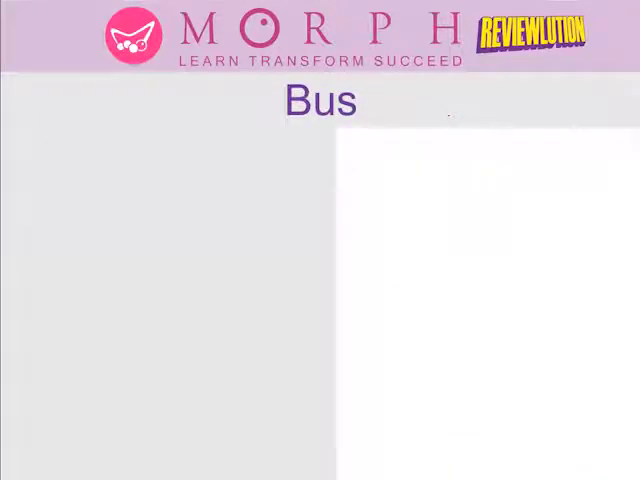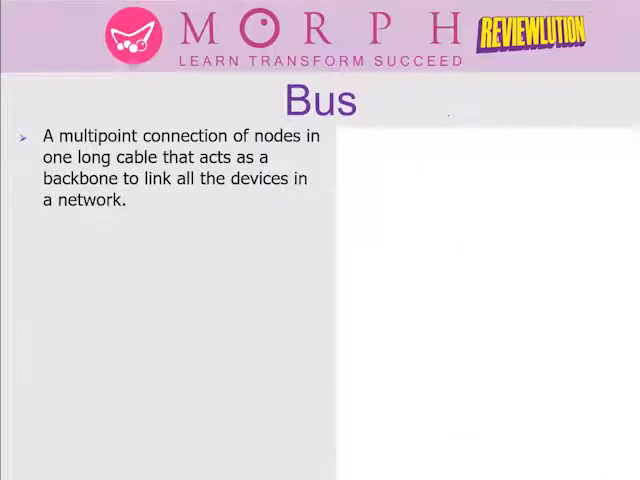So another topology is the bus, one of the earliest used in LANs. The 10Base2 and 10Base5 LANs were actually using bus. So it's a multi-point. Earlier, mesh was point-to-point, and star was point-to-point. Now the bus is multi-point: a multi-point connection of nodes on one long cable that acts as a backbone to link all other devices.